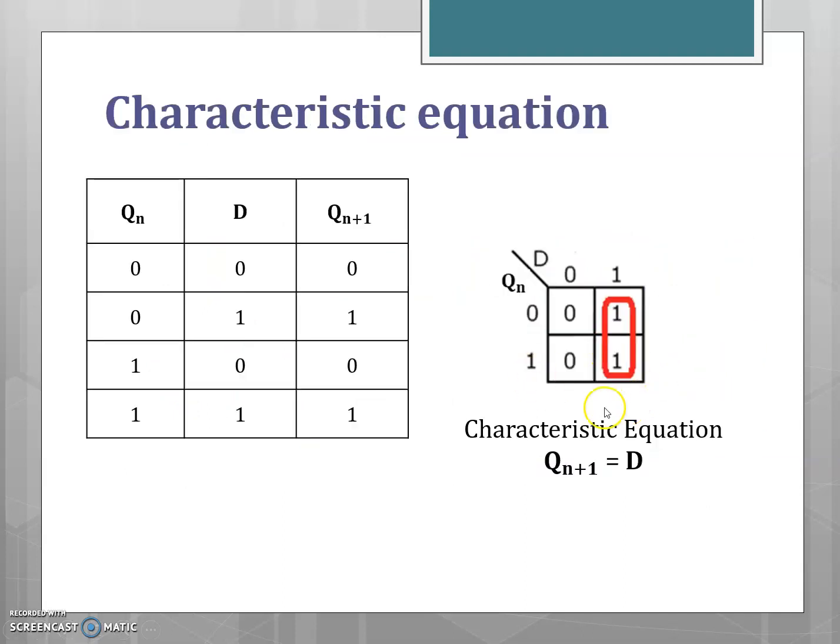Next, deriving the characteristic equation from the characteristic table. When D is 0, the output Qn plus 1 is 0. When D equals 1, Qn plus 1 equals 1, irrespective of the present state. The output Qn plus 1 is equal to D. Plotting the Qn plus 1 values in the Karnaugh map and grouping the ones, I get the characteristic equation Qn plus 1 equal to D. This means the flip-flop data input is the same as the next state equation.